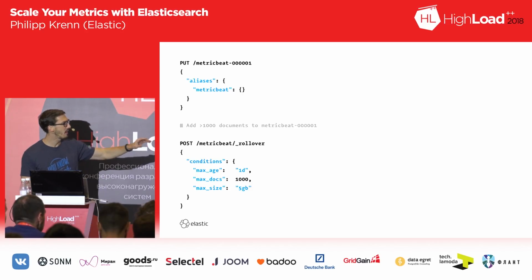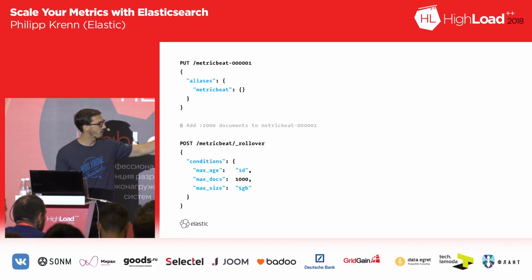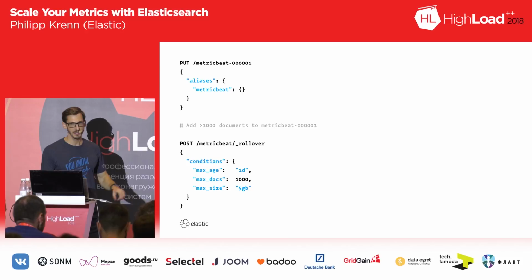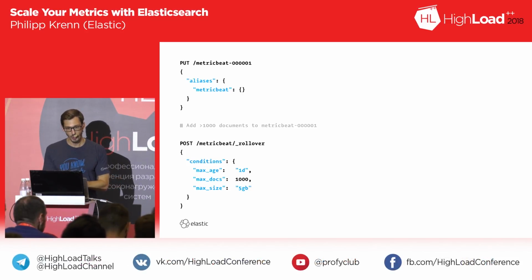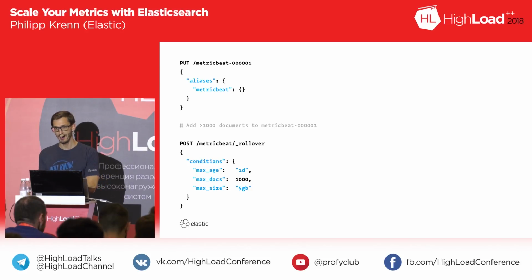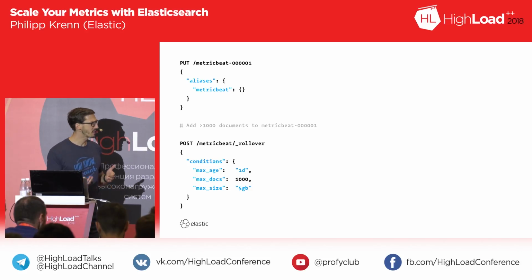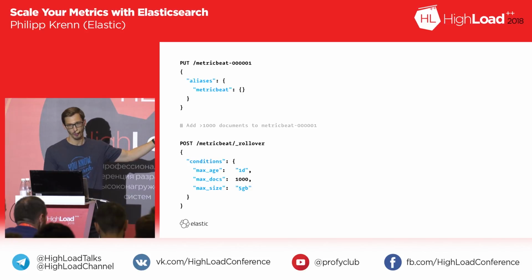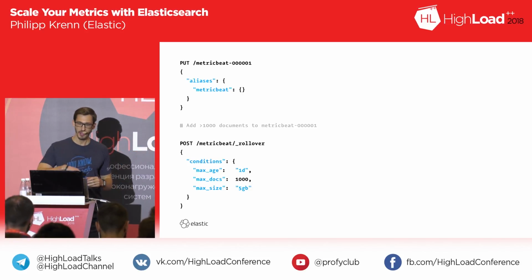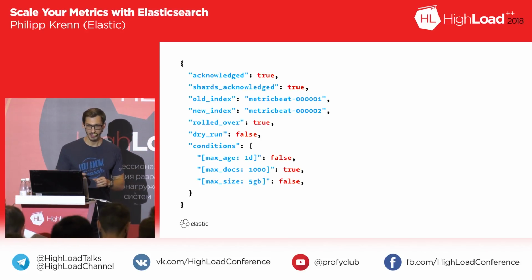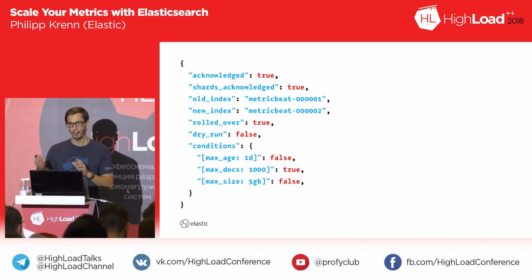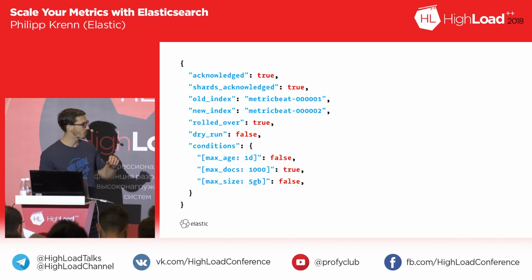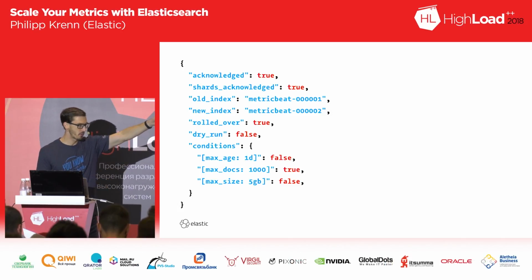And the condition could be, as soon as you hit one of these 3 possible conditions, so you can say either once that index is a day old, once it has hit 1,000 documents, or it has 5 gigabytes in size. If you do lots of inserts, this will probably hit the 1,000 documents first. And then it will acknowledge back and say, hey, yes, the old index was 000001. That one reached the limit. We rolled over because it hit the 1,000 documents. We have created a new index now, 000002.